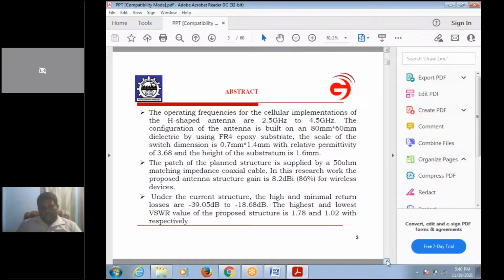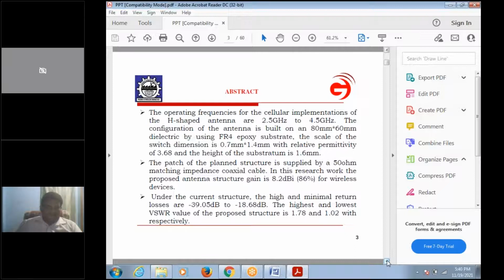The structure is 80 mm by 60 mm. We can use it for FR4 and also the ceramic substrate. We can calculate both, and the ceramic and FR4 will classify the substrates. In the switching dimensions, each and every switch we can dimension. I will mention the dimensions 0.7 mm, 1.0 mm here. Relative permittivity of 3.6 and height of the substrate is 1.6 mm.